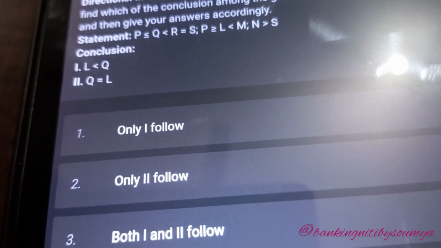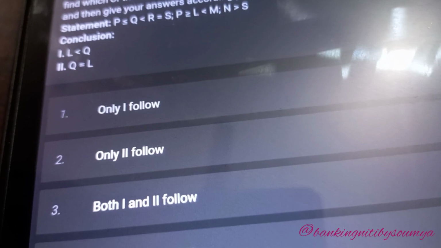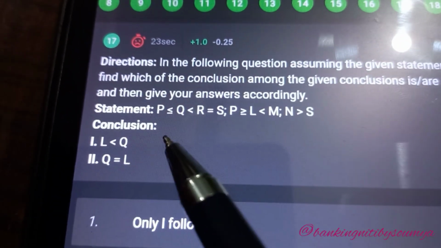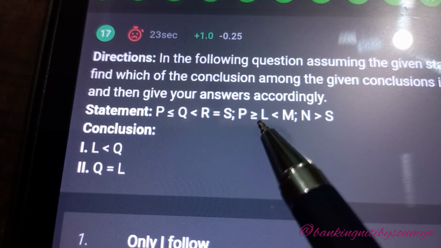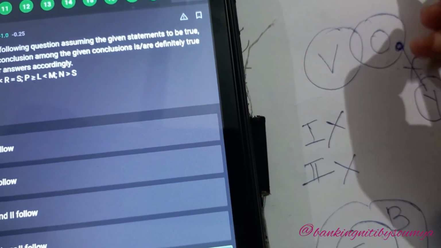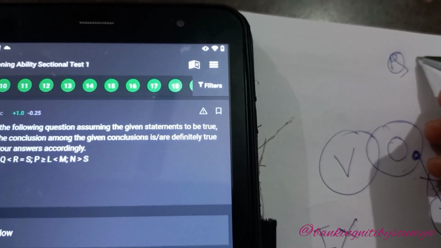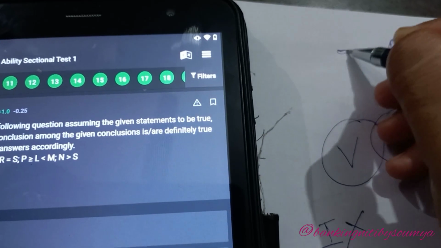Here in the conclusion it is given that Q is greater than L. We can see Q is greater than or equal to P, and P is greater than or equal to L. So according to the question we can understand that Q is greater than or equal to L.